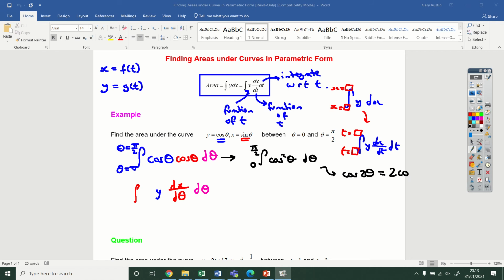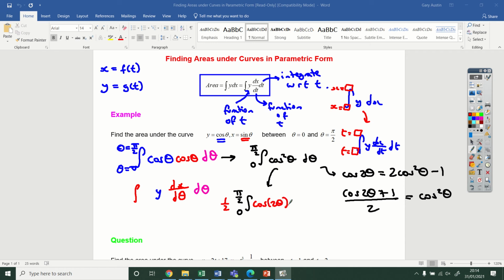That's going to be 2 cos squared of theta minus 1. That can then be rearranged in order to isolate cos squared of theta. So cos of 2 theta plus 1 divided by 2 is cos squared of theta. And that's what I'm going to use to integrate this. So now I can rewrite this as the integral of 0 to pi over 2 of, well, the half can come out as a constant factor, so maybe let's put that at the front. That's a half. And then I can put in cos of 2 theta plus 1, and then integrate that d theta.